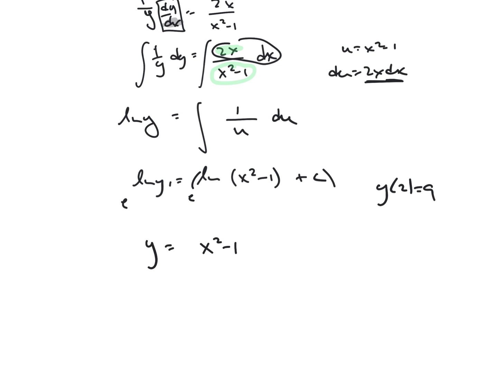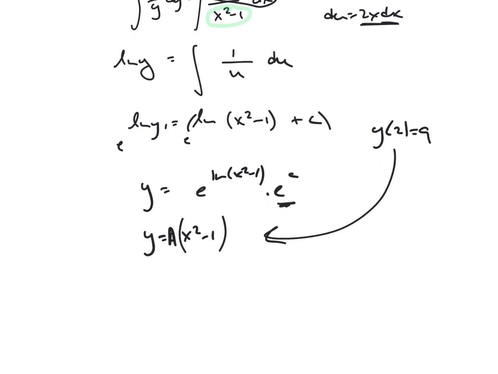Let me put a couple steps here before I make a careless mistake. Okay, so I know it's going to be e to the ln of x squared minus 1 times e to the c, because it's adding here, which is y is equal to, well, this is x squared minus 1. This is just some constant a, we'll call it.